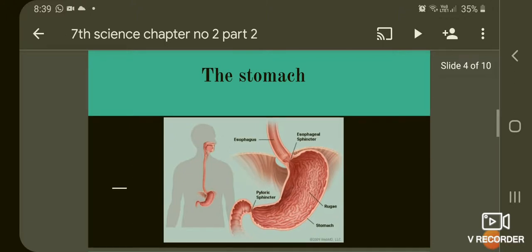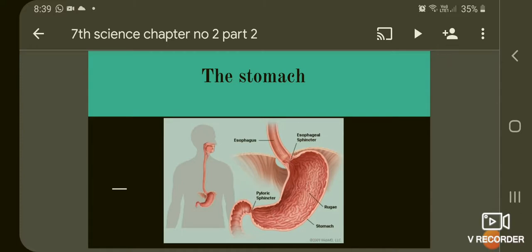Okay, children. Digestive juices, hydrochloric acid, etc. This acid kills many bacteria that enter along with the food and makes the medium in the stomach acidic and helps the digestive juices to act. Then, what is the function of the stomach? The digestive juices break down proteins into simple substances.